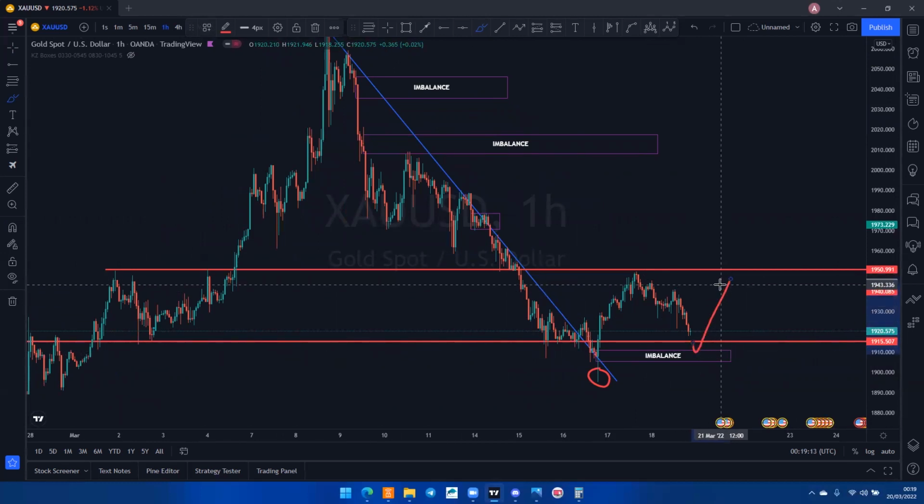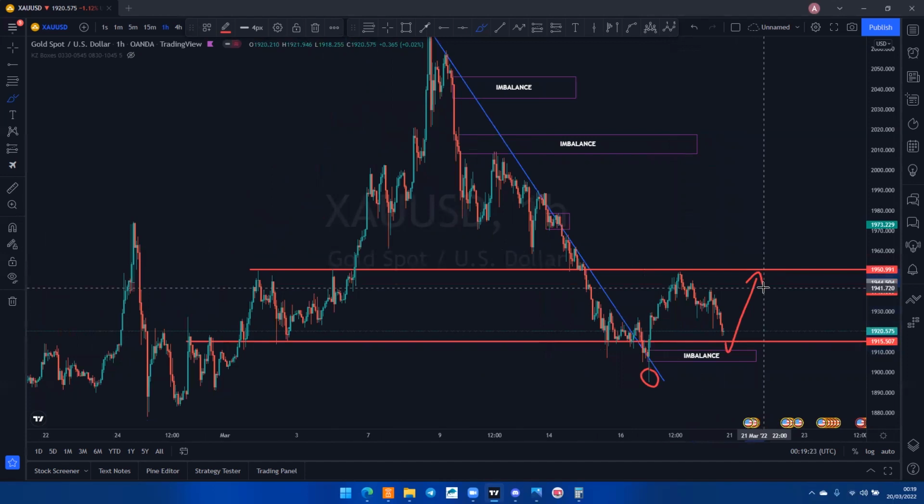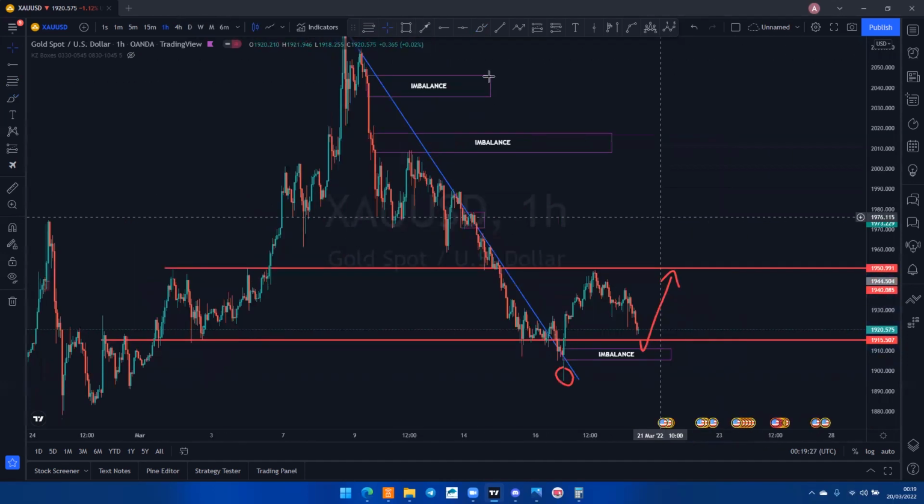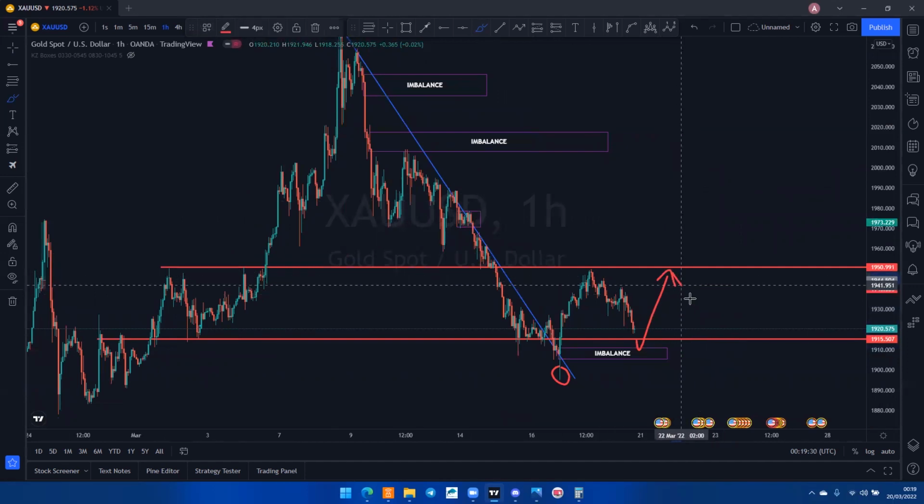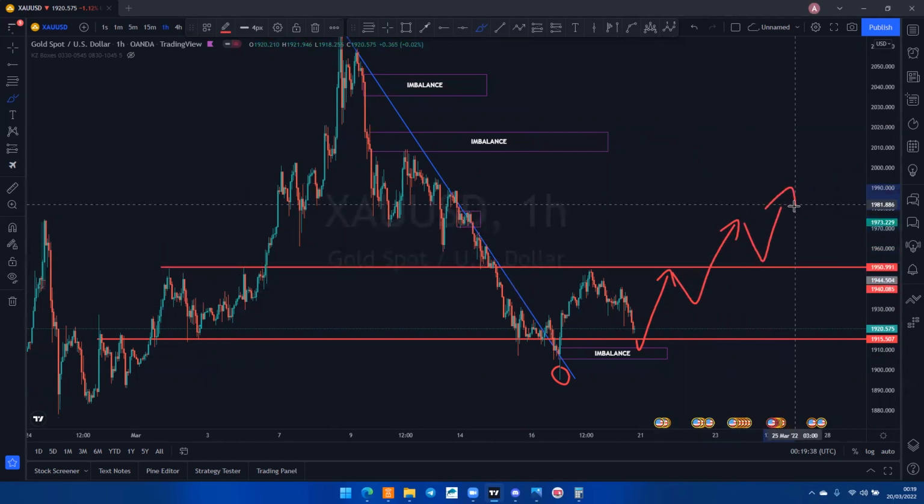Because the fundamentals are the same, inflation is still at large, and there is still some uncertainty with the war between Russia and Ukraine. Okay, so because price is pretty low, I'll be expecting price to push to this 1950 area. If you can see some sort of bullish price action still developing around this area, we could expect some sort of retracement for it to actually break this 1950 area here. Then this will be the new support for it to continue up.